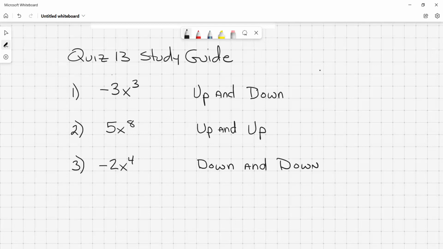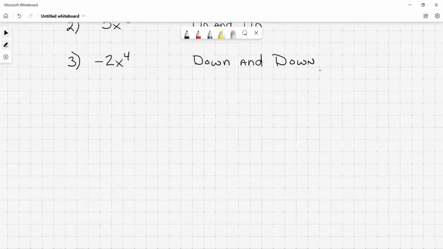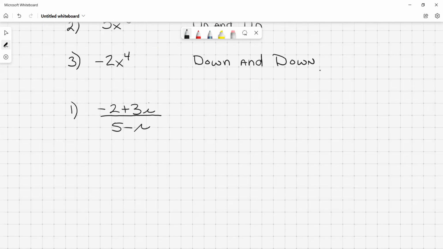Then you've got some simplify the expressions. So this is number one on the short answer. Negative 2 plus 3i over 5 minus i. So we're going to multiply the numerator and the denominator by 5 plus i over 5 plus i.